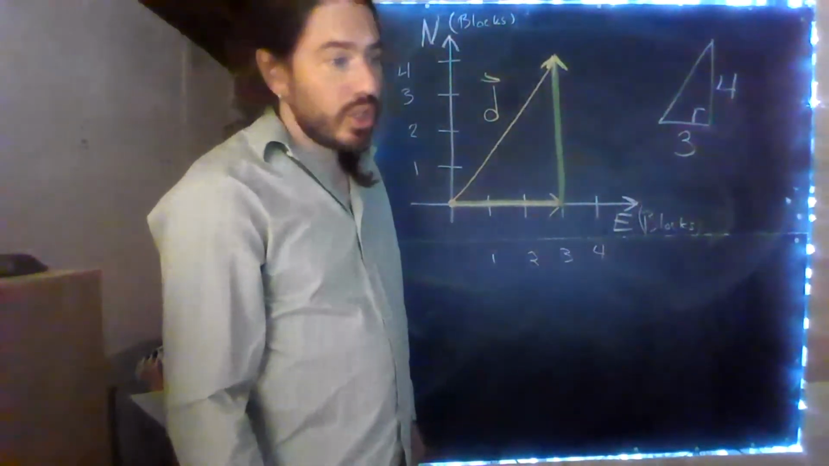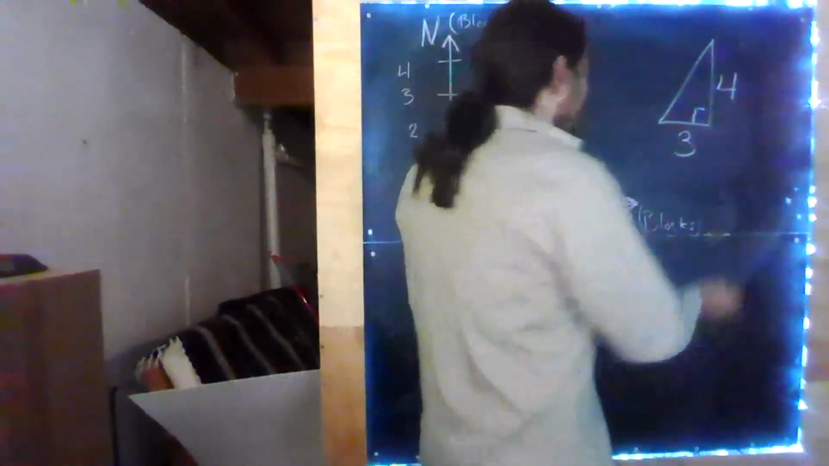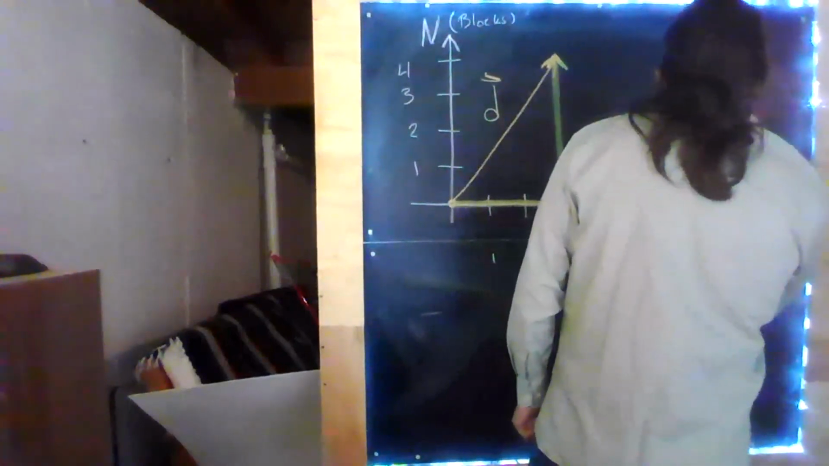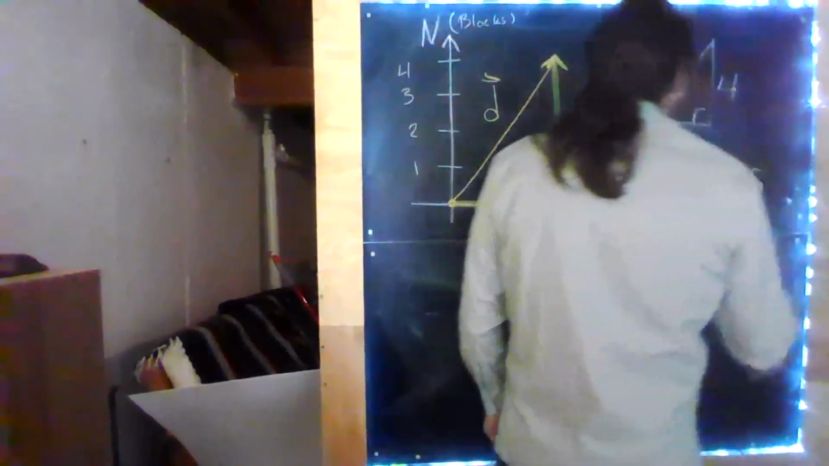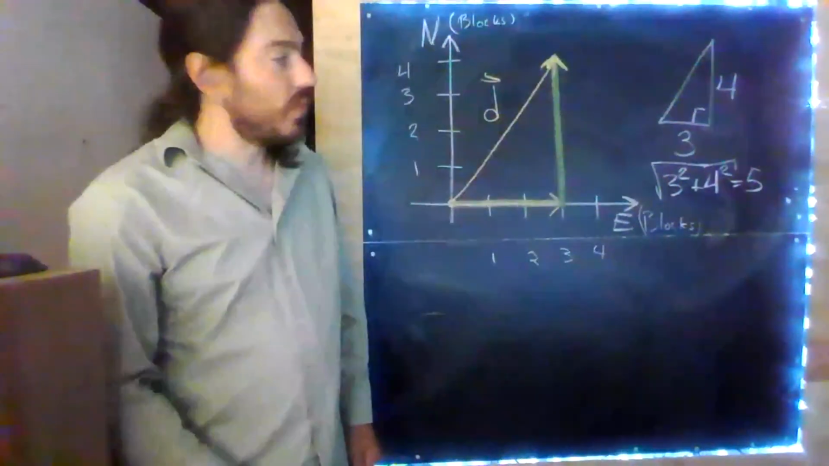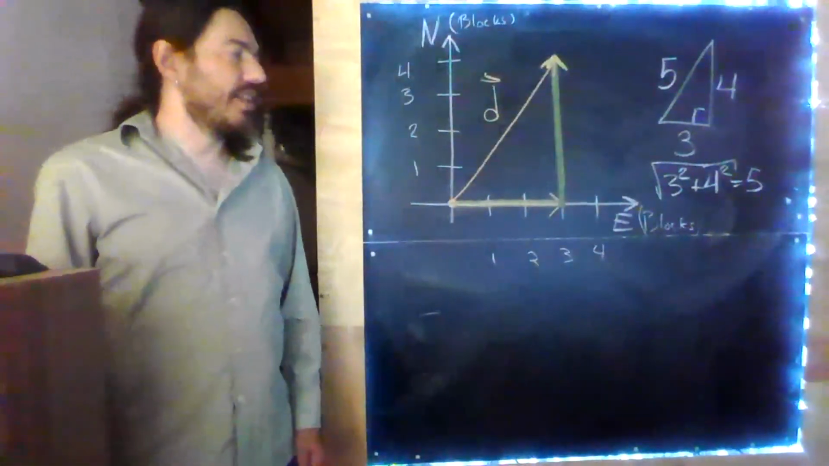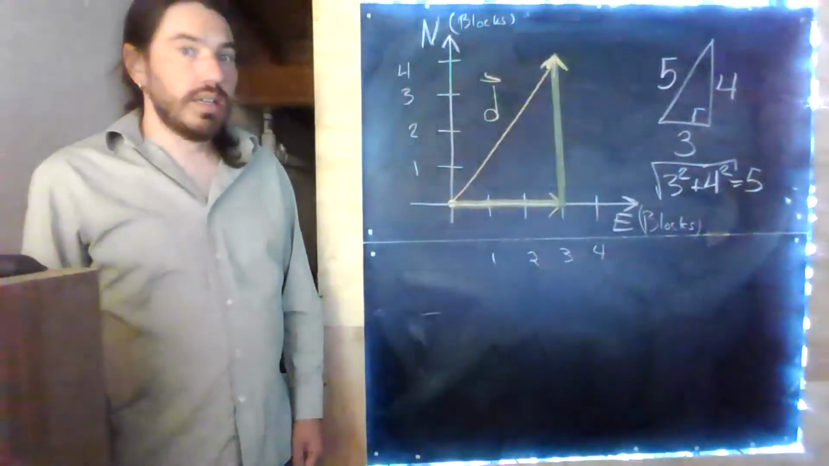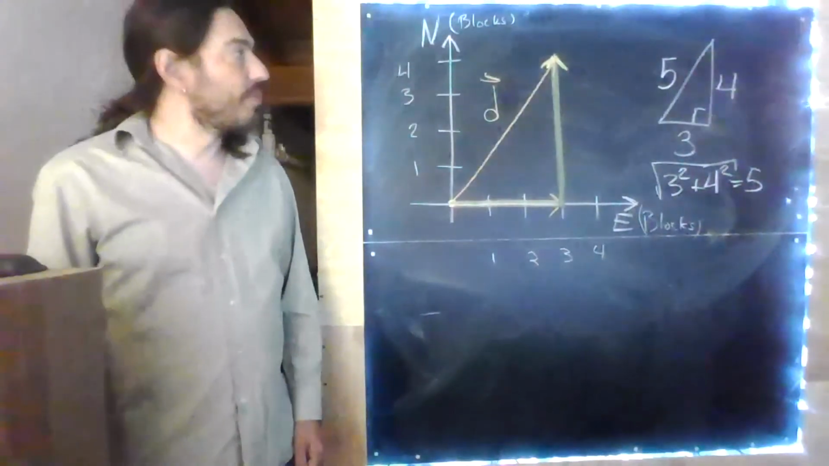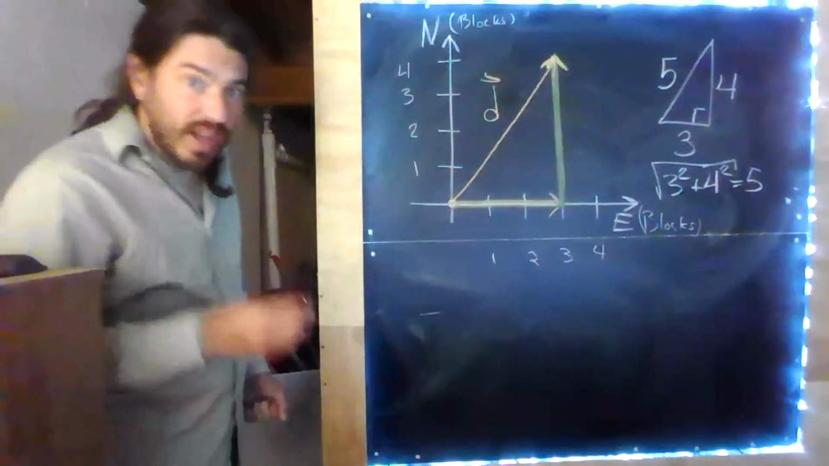This is a Pythagorean triple. If you were to go ahead and do the math, a squared plus b squared equals c squared, then you would find that the square root of 3 squared plus 4 squared equals 5. This is the 3, 4, 5 triangle, a Pythagorean triple. You can always use the Pythagorean theorem to figure out your hypotenuse there. So, we've got then the magnitude. So the magnitude then is 5 blocks.